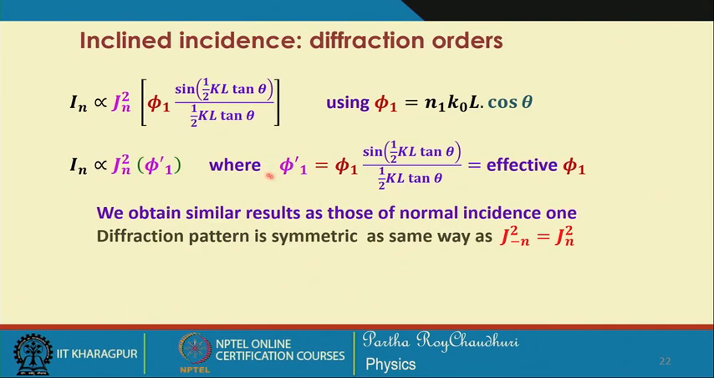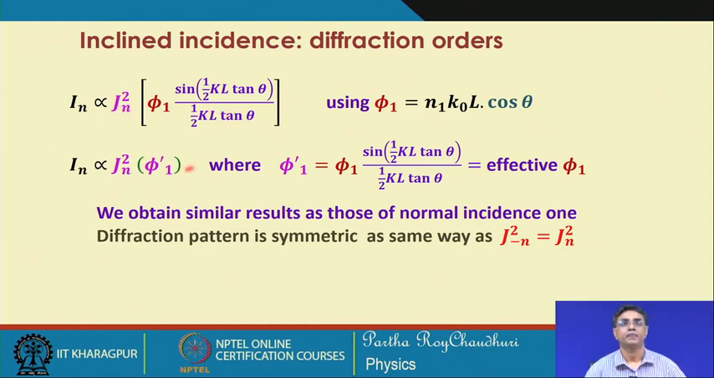From here we can write this equation, I_n is proportional to this, and therefore I_n is again proportional to J_n squared of phi, for this quantity. For oblique incidence, theta is constant for a given incidence, L is constant, k is constant. So this quantity is absorbed here in the form of phi dash, whereas this is the effective phi.